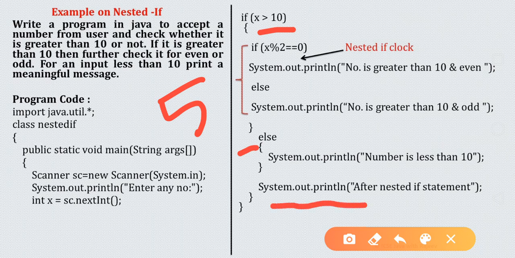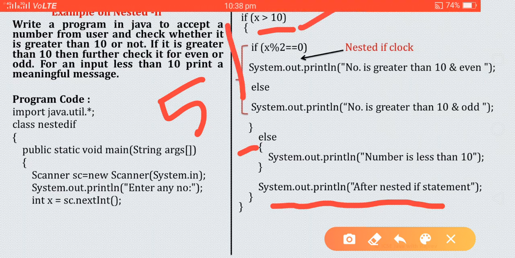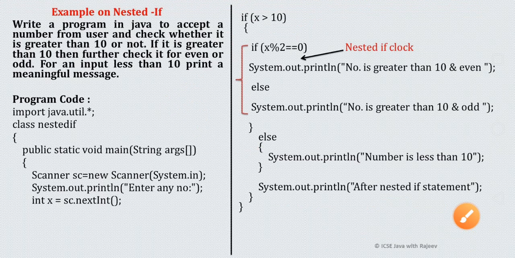And this SOP statement is independent of any of the conditions, so it will be executed every time. It is independent from any of the conditions, so the conditions do not have any effect on this last statement. So this is the overall execution of this nested if program. Again, you can look at this program here. This is my one if, and this is my another if statement. This is the way to write a nested if program.